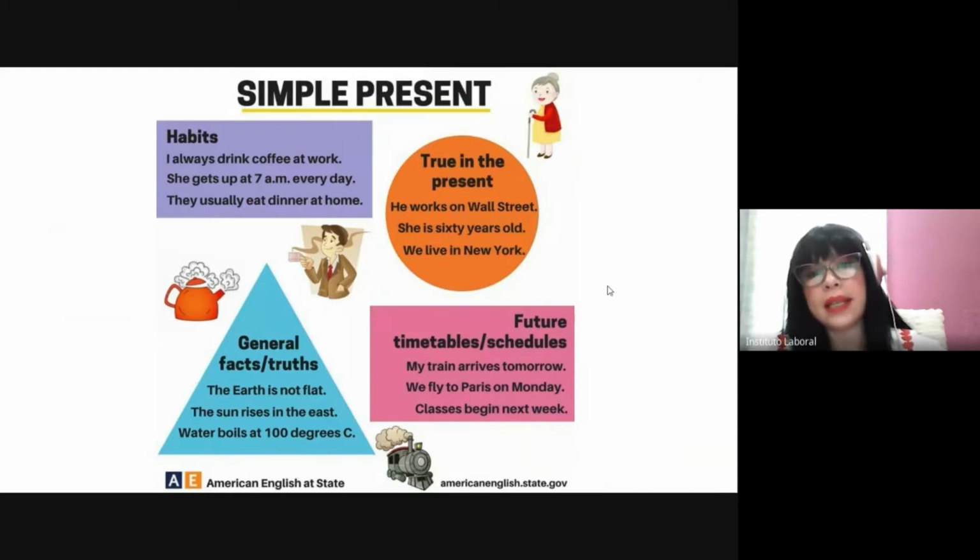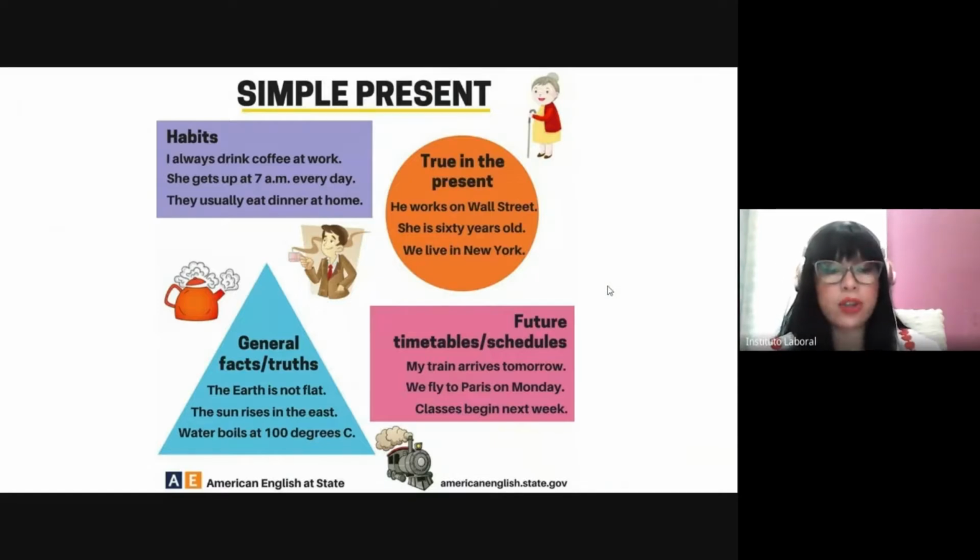True in the present. What is a truth? Something that you cannot change. He works on Wall Street. This is true. He works there on Wall Street. She is 60 years old. We live in New York. This is something that is happening now. So this is a truth and we use simple present. The simple present is expressed by the action. The action is the verb in a sentence.